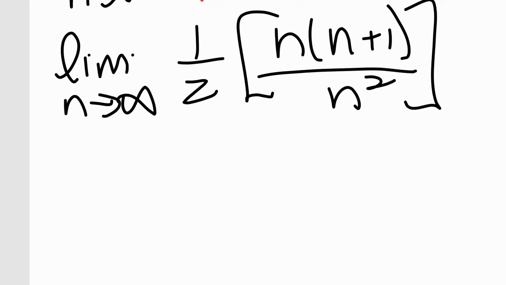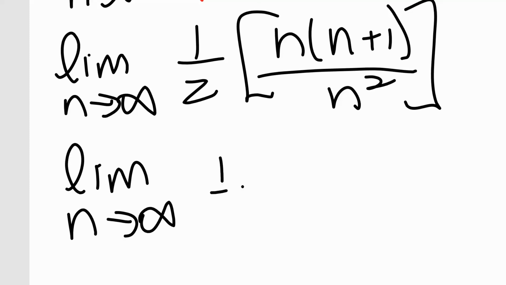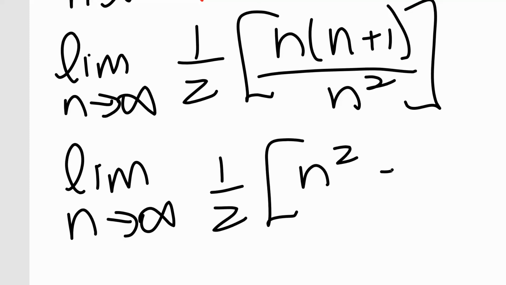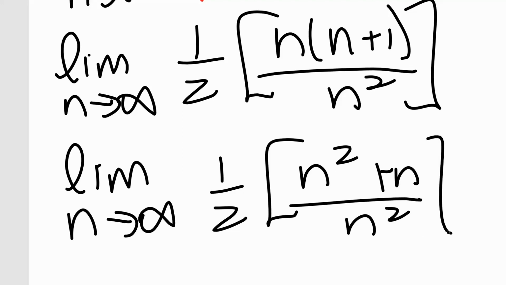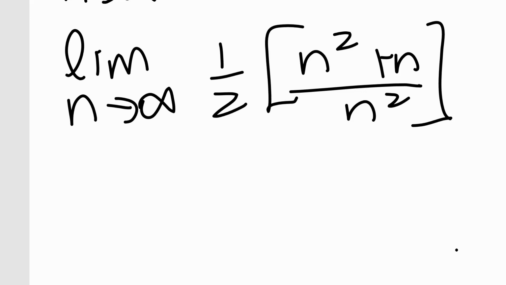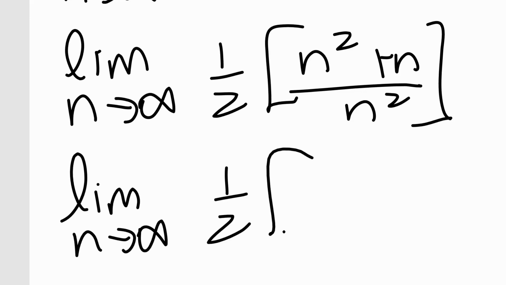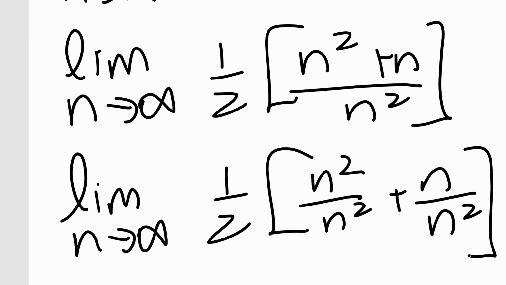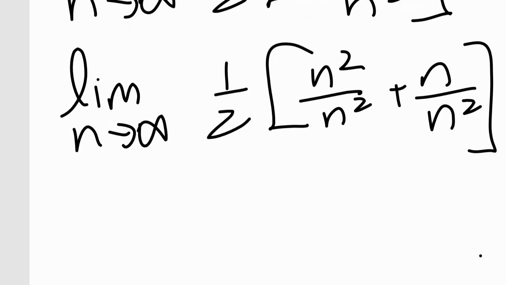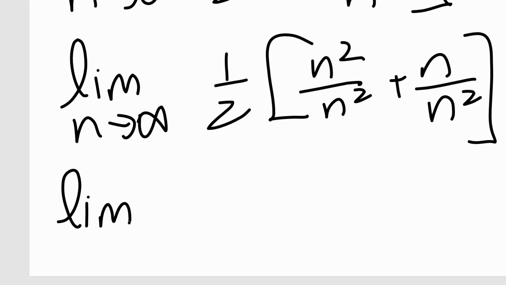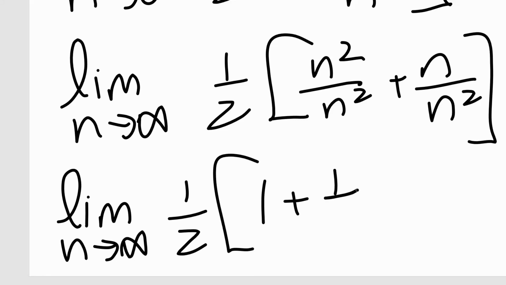All right, so now that I have this, my next step is to get rid of my parentheses. So I have the limit as n goes to infinity of 1/2 times (n squared plus n) over n squared. Once you get rid of your parentheses, then we break it up into smaller fractions. So I get the limit as n goes to infinity of 1/2 times n squared over n squared plus n over n squared. Those then both reduce. So I get the limit as n goes to infinity of 1/2 times (1 plus 1 over n).